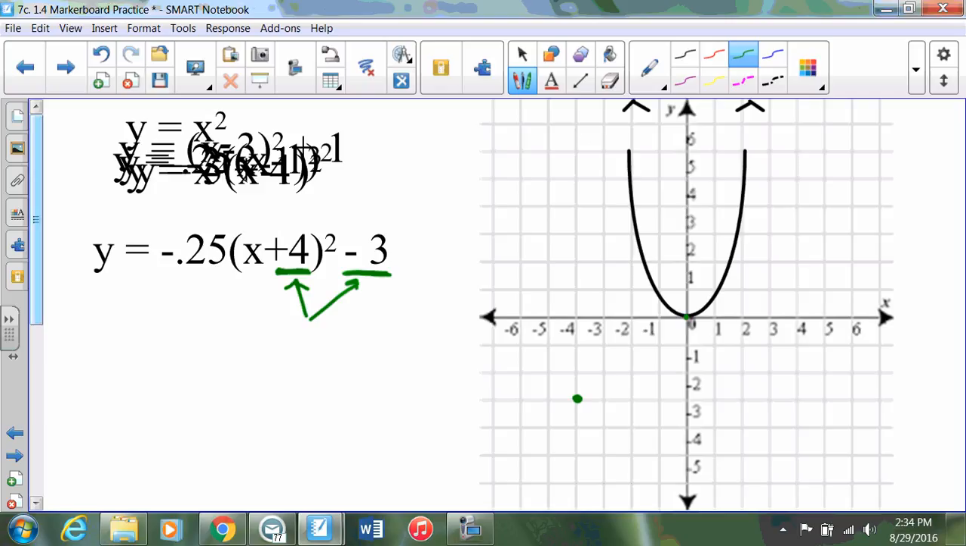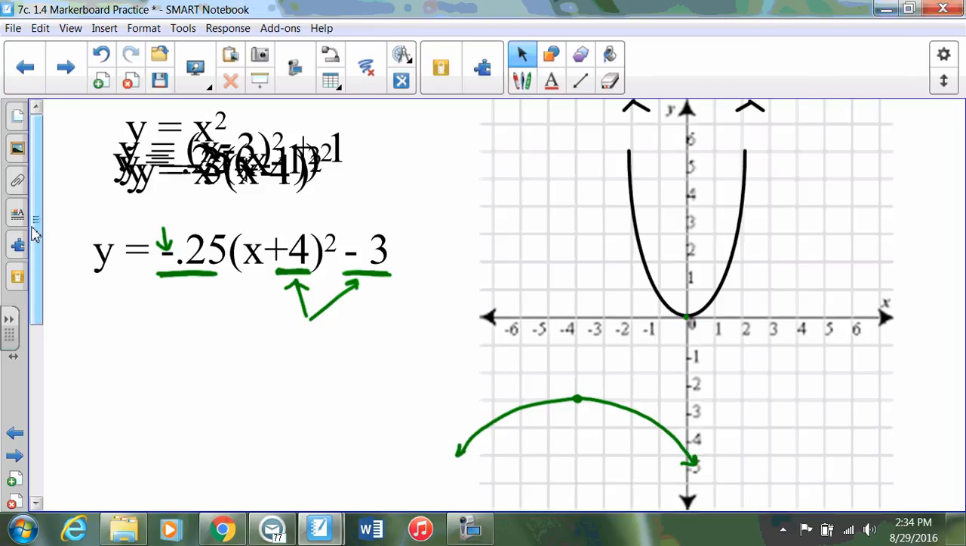So to the left 4, down 3, and when we're done with that, we see that we've got a negative slope. So that means we're going to flip over the x-axis, and the 0.25 tells us we're going to be quite flat and wide. So there's our new vertex right there. So we're going to be going upside down and wider. Once again, that might be a little too wide, but a sketch is a sketch. We are not graphing calculators. We are humans making sketches.